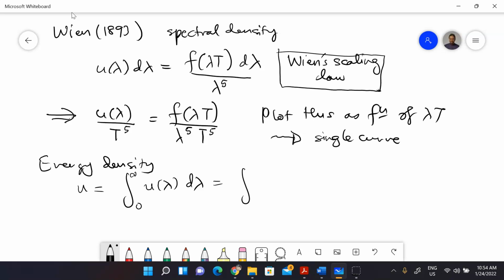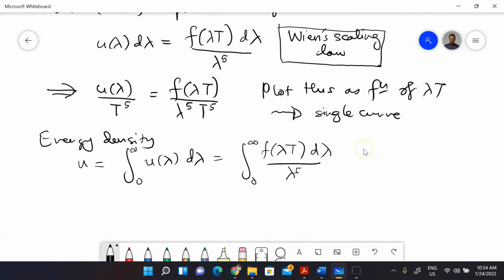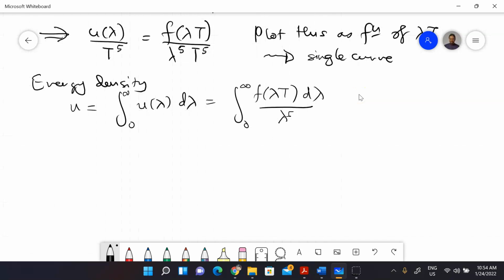And this gives you the following: F lambda t d lambda over lambda to the fifth. After this, one really has to look at what this F lambda is supposed to be, and this is sort of determined through experiments. Let me try to push this up. Hopefully it doesn't give me problems. Okay, good.